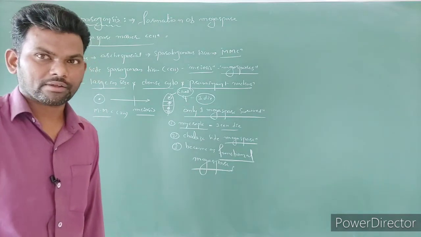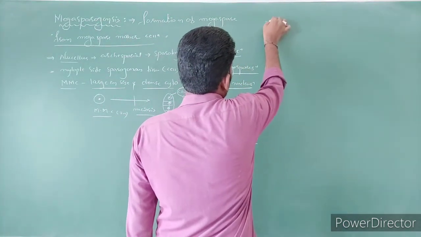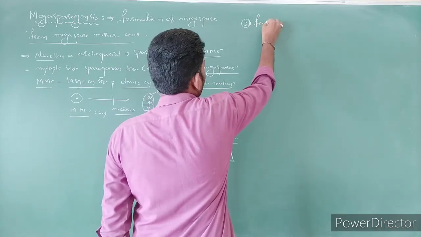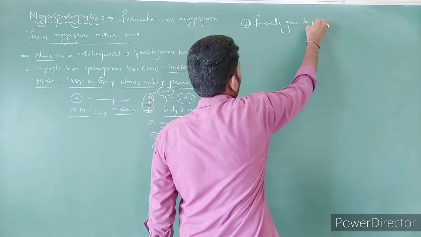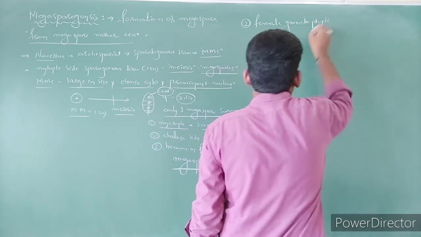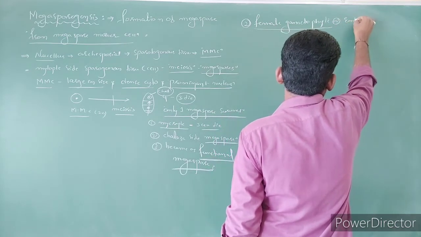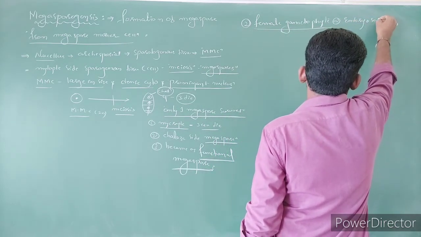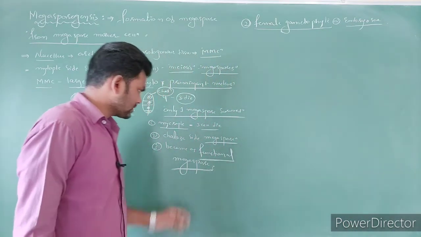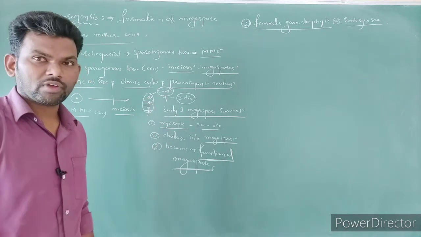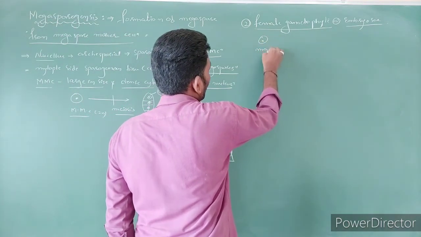Let's put the heading: female gametophyte. Female gametophyte formation is what? Embryo sac formation. Very simple. Now, 3 are going to die and only one megaspore survives. Now this cell we can call as megaspore.